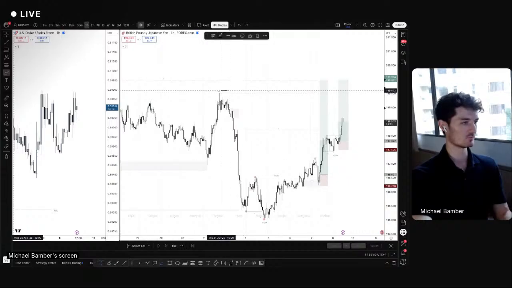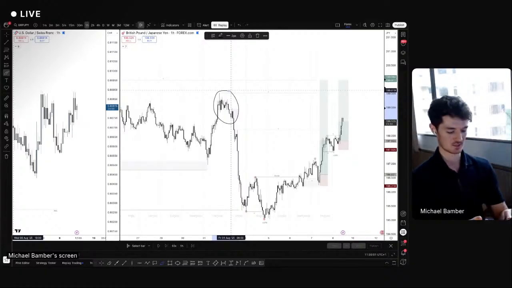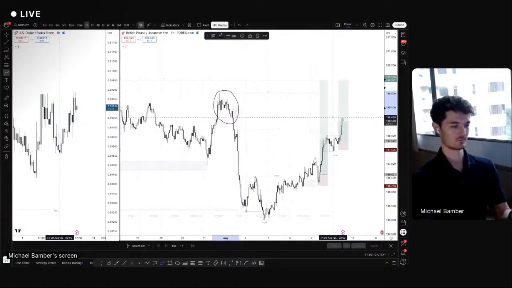Now, the origin of the move is important. Does anyone know why the origin of the move is so important? Let me know. This is a very interesting question. This will test a lot of you. Why is the origin of the move important? Why am I expecting a reaction from here? Let me know. I think there's a bit of lag in the chat, so I'll answer it for you.